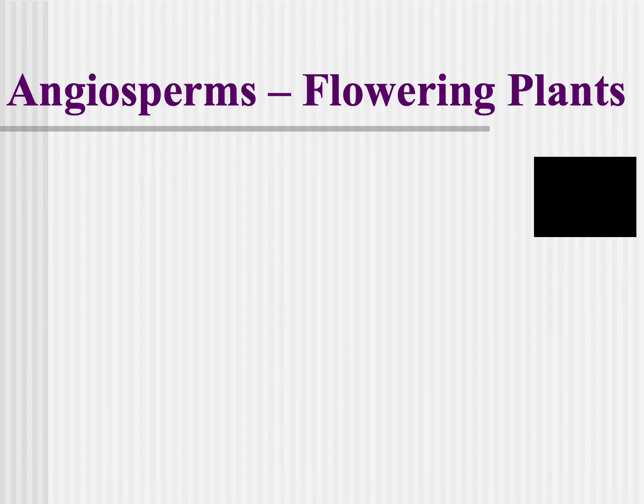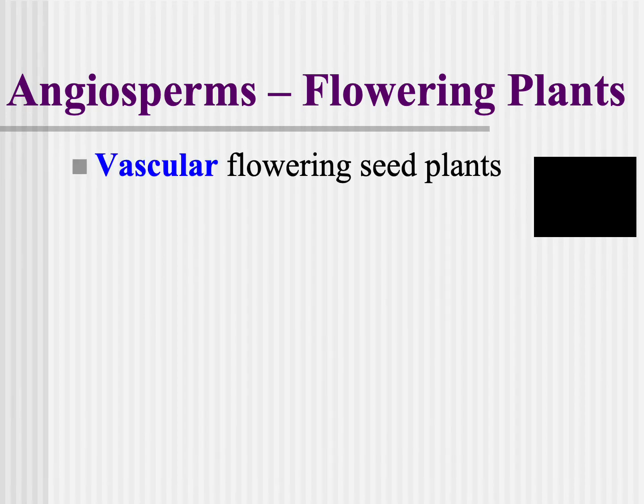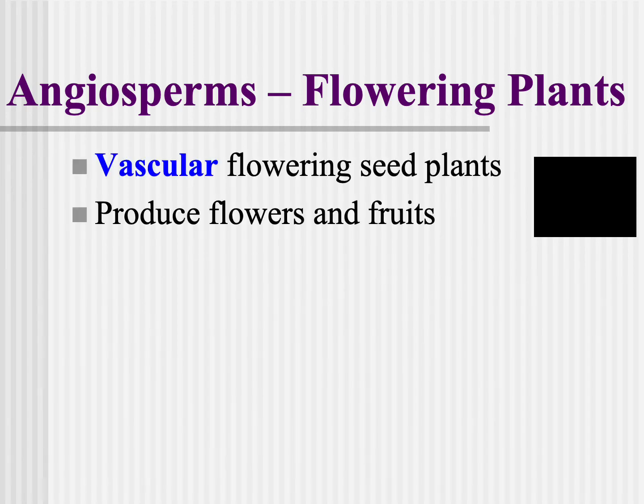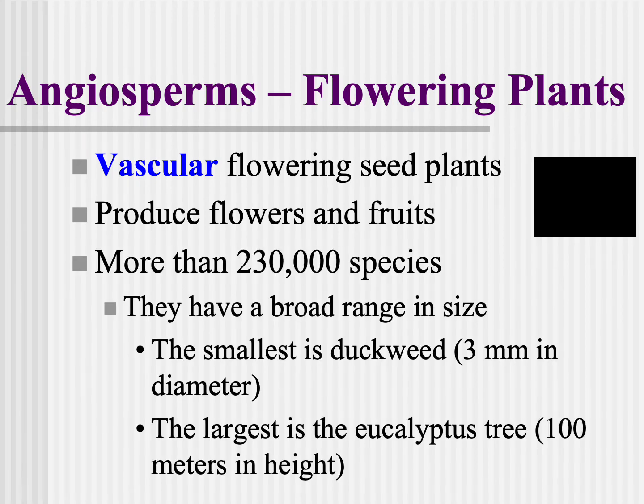And the last group that I'm going to talk about are the Angiosperms, or the flowering plants. These are vascular flowering plants with seeds that produce their offspring in flowers and fruits. There are more than 230,000 species of flowering plants. They have such a broad range.